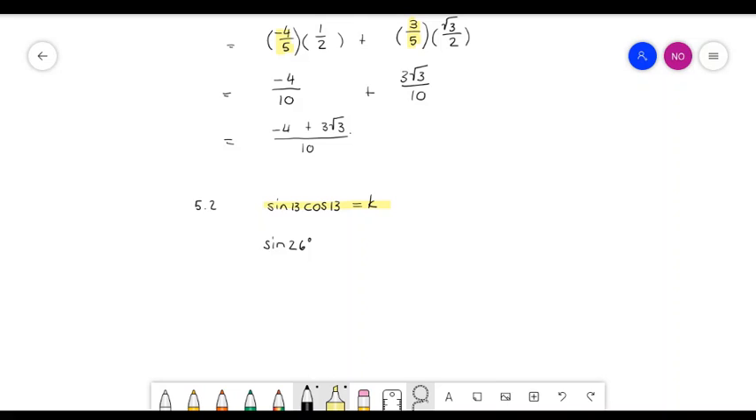13. So what are we working with here? A double angle. You see that? So I'm going to go write it as sine of 2 times 13. Why 13? Because I was given something in terms of 13.